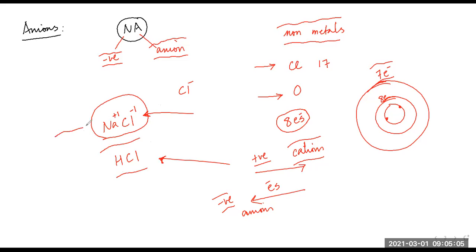Here, bonding between Na and Cl is different, very strong bonding. So its melting point is very high. But HCl gas, it's an acid. So its bonding is different.